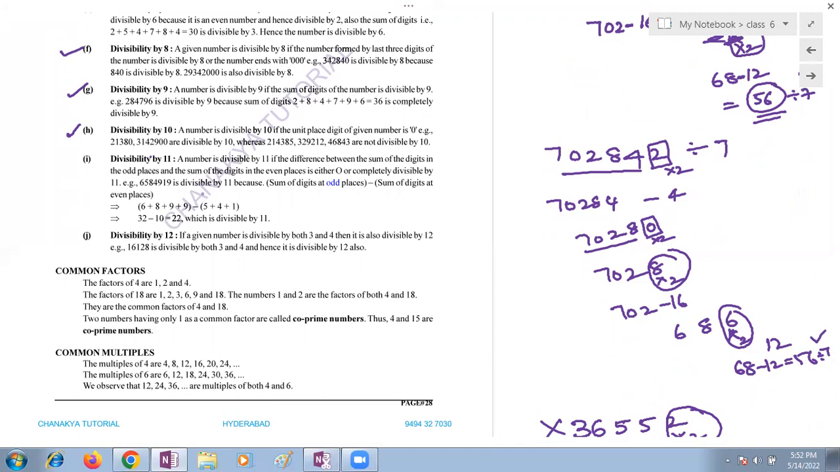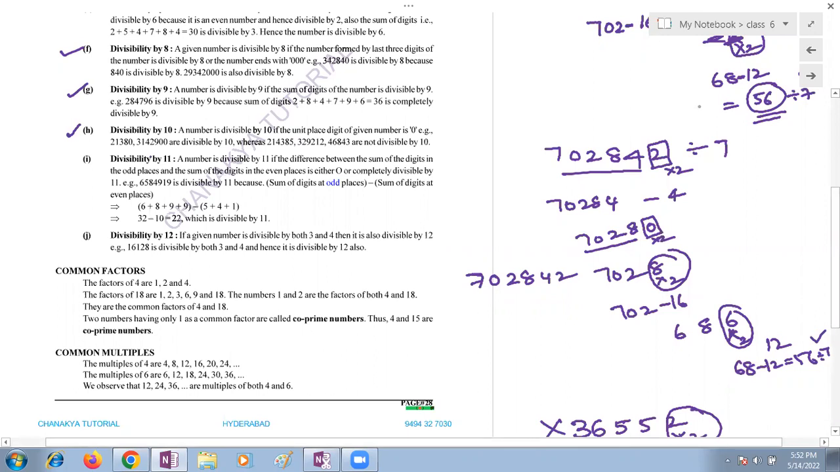A number is divisible by 11 if the difference between the sum of the digits in the odd places and the sum of the digits in the even places is either 0 or completely divisible by 11. Very good. That means if you take any number, children, suppose I'm taking the same number as earlier, 7, 0, 2, 8, 4, 2.